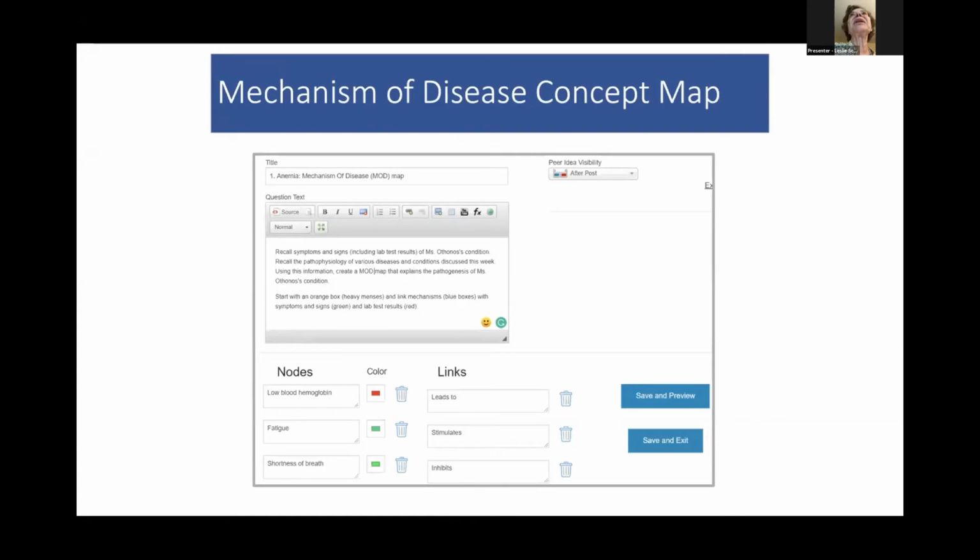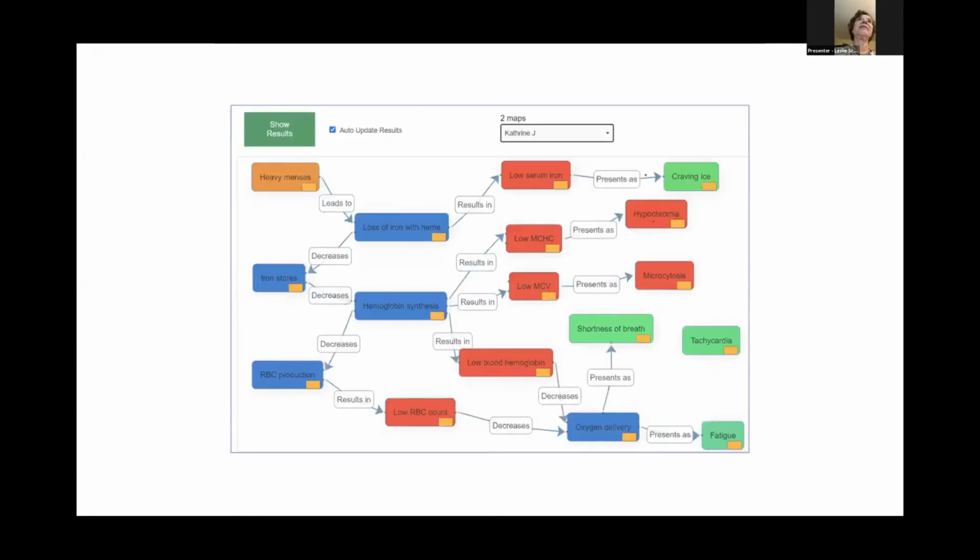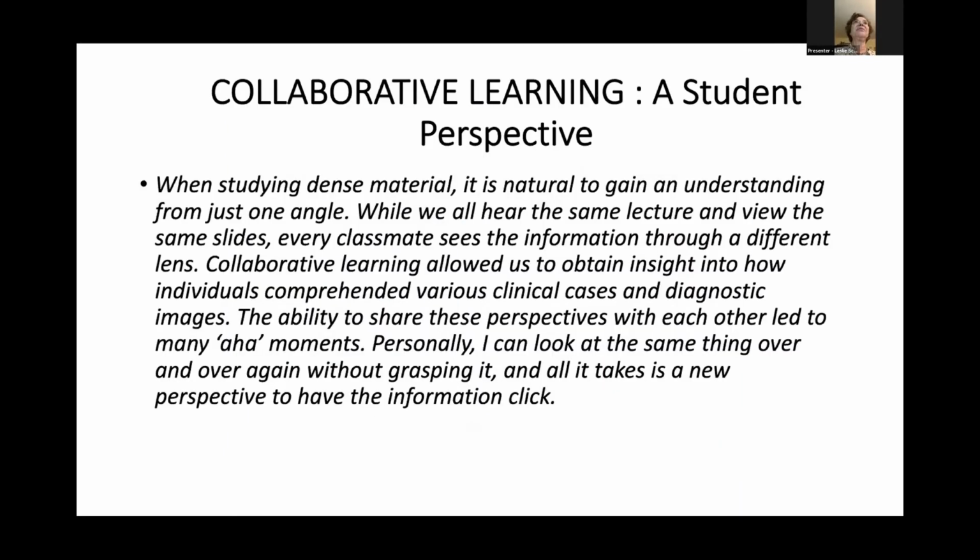So visual classrooms has 3 question types: multiple choice questions, discussions, and this is a 3rd question type, concept maps, where students are asked to identify the relationships between concepts. In this case, students are mapping disease mechanisms, symptoms, and test results. And the next slide will show you an example of one person's concept maps. Next slide.